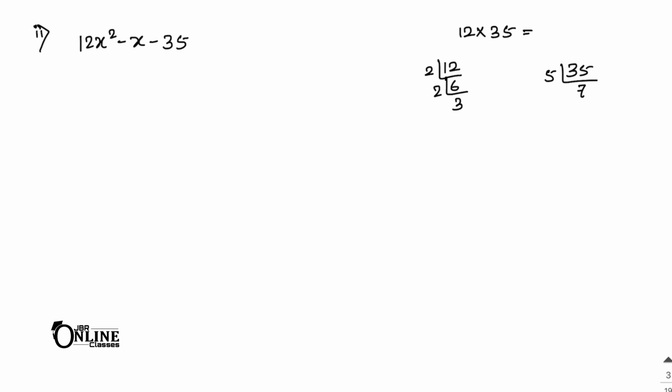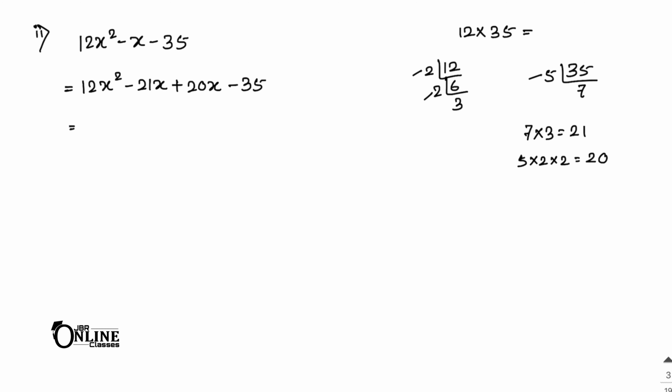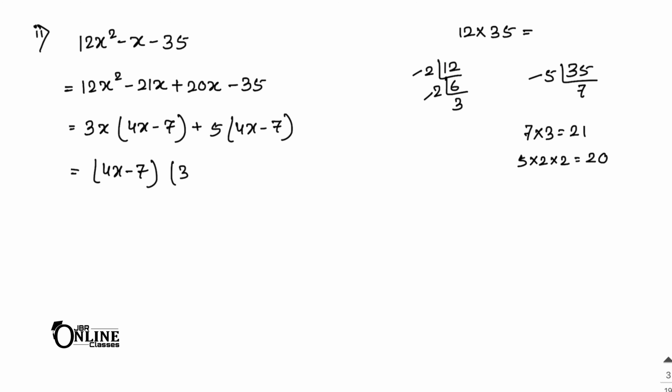Now next, as here first 7 into 3 equals 21, and here 5 and then 2 is 10, then 10 into 2 is 20. So 5 into 2 into 2 becomes 20. Now 21 minus 20 becomes 1. So you can write 12x square minus 21x, then plus 20x, minus 35. Here you can take 3x common, so it becomes 4x minus 7. Then if you take 5 common, it becomes 4x minus 7. So here the first factor is 4x minus 7, and the second one is 3x plus 5 as your answer.